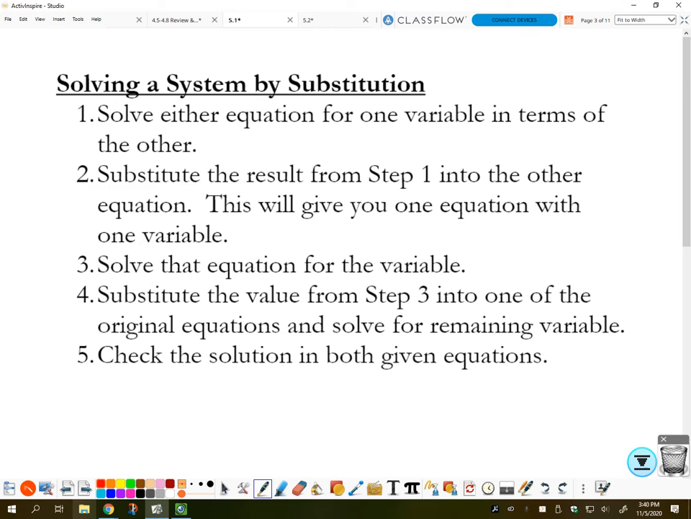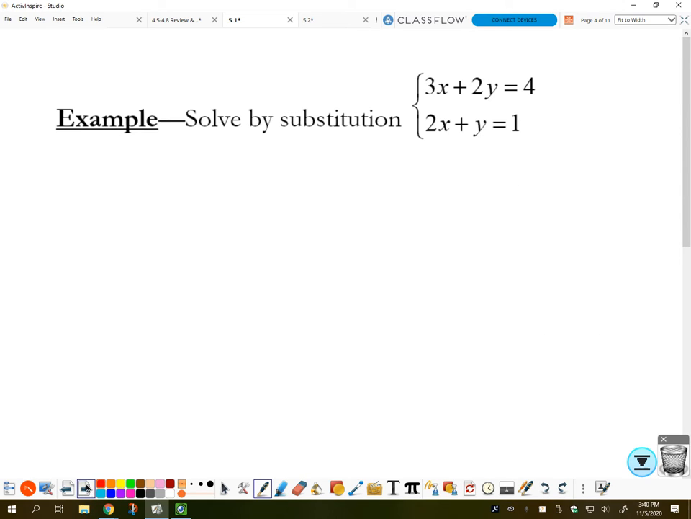Alright, so next, to solve by substitution, you have to get one of the equations solved for a variable, substitute that into the other equation. You're going to finally find a variable and take that and plug it back into one of the originals. So let's just work it out.